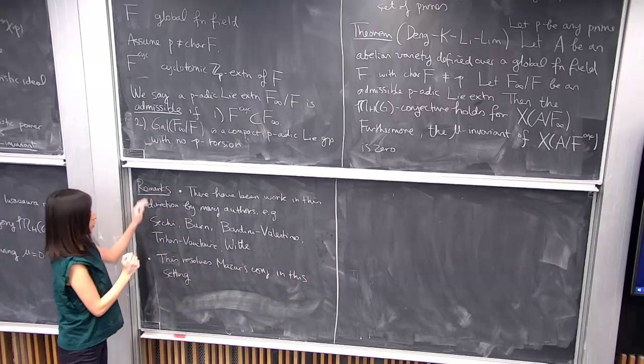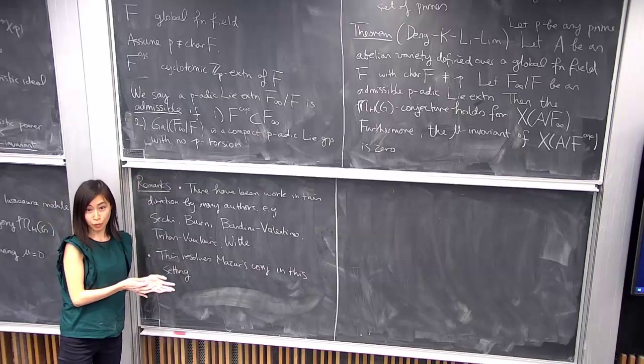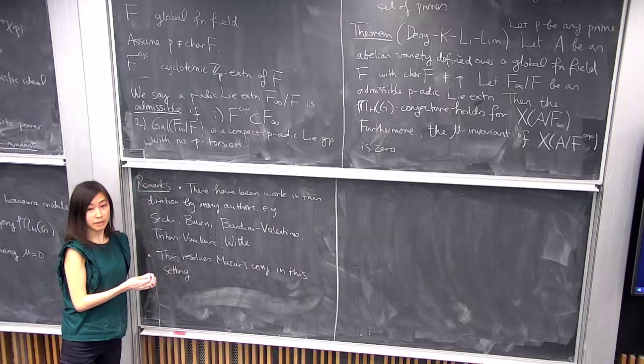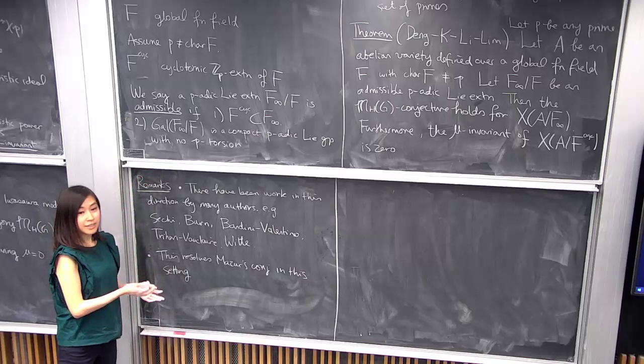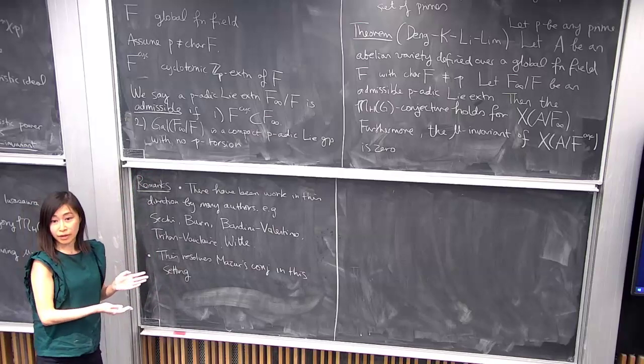But I should emphasize that this is not true over number fields. So there are examples with non-zero mu invariant for number fields.